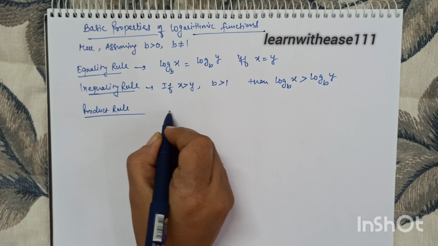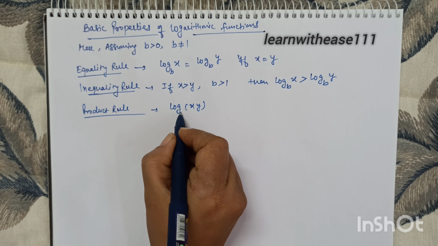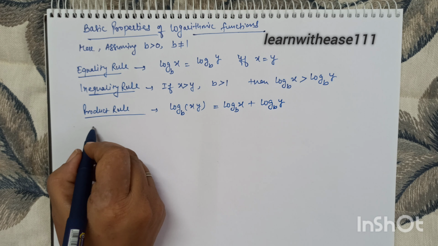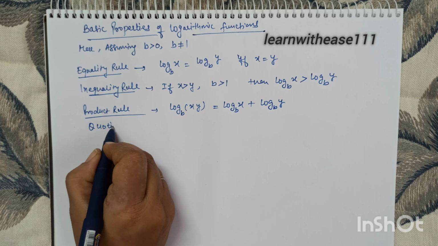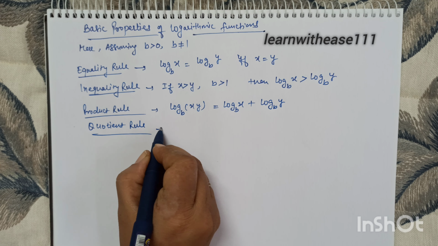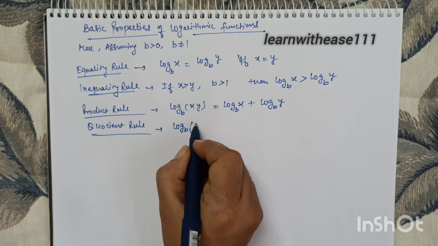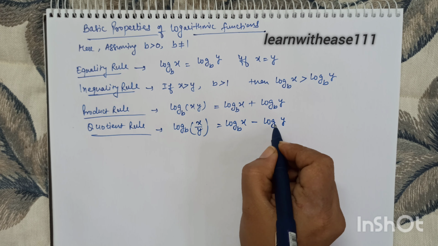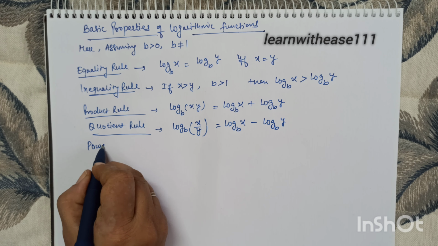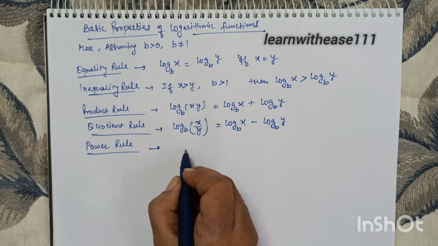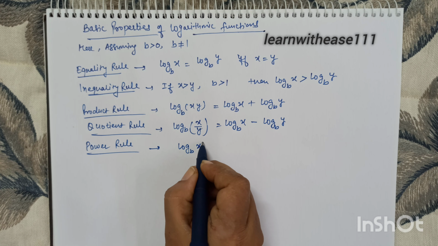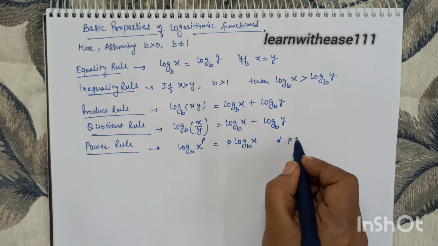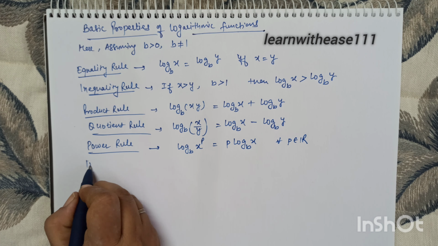Next is the product rule. Log of the product xy base b is equal to log of x base b plus log of y base b. Quotient rule: log of x upon y base b is equal to log of x base b minus log of y base b. Power rule: log of x to the power p base b is equal to p times log of x base b. This is true for all real numbers p.